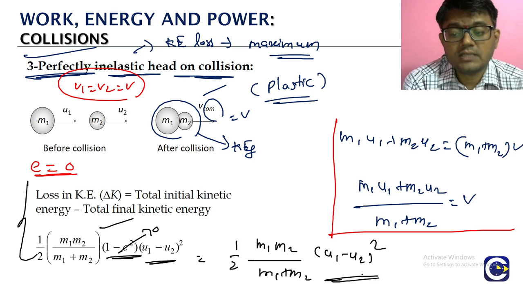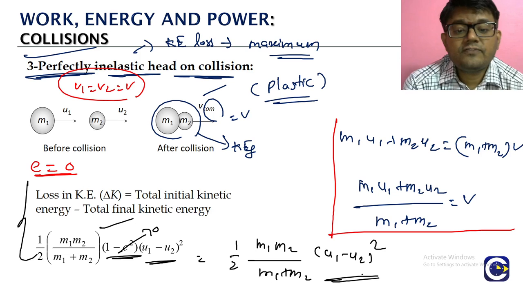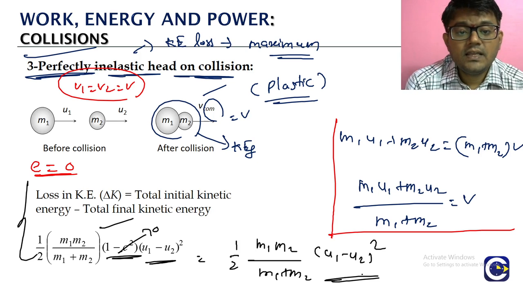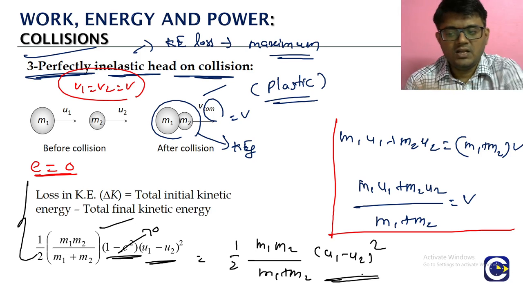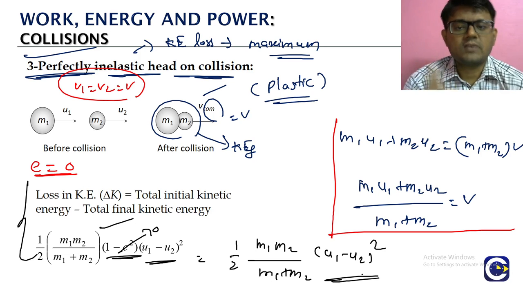This is the loss of kinetic energy in case of the perfectly inelastic head-on collision. But the better thing is, we will go by the original approach, because we can easily calculate the common velocity v. What is v common? m1 u1 plus m2 u2 by m1 plus m2.